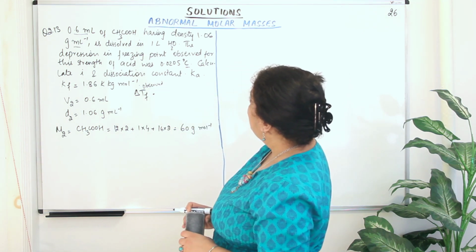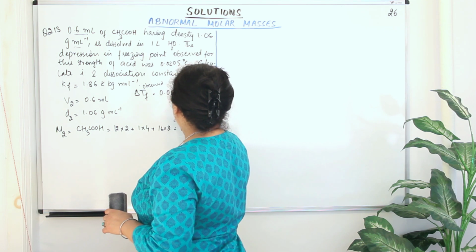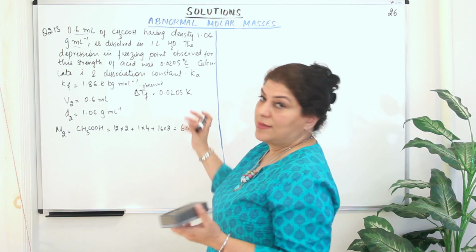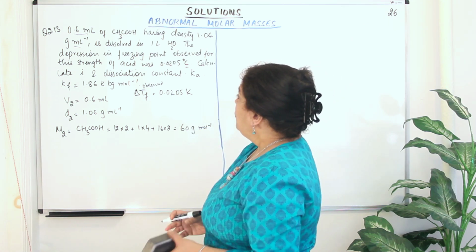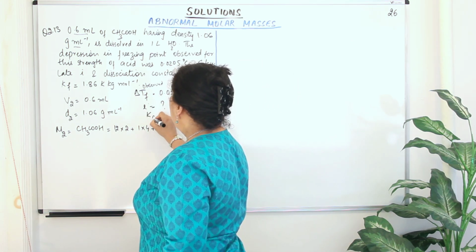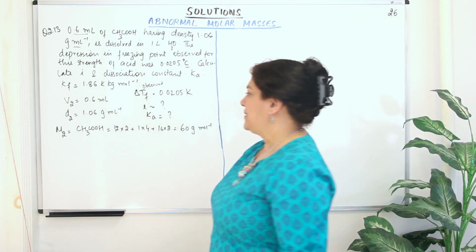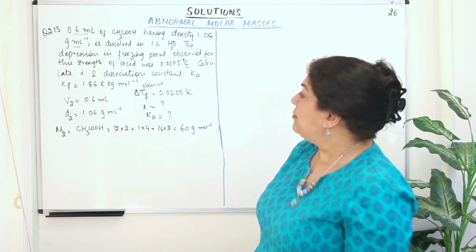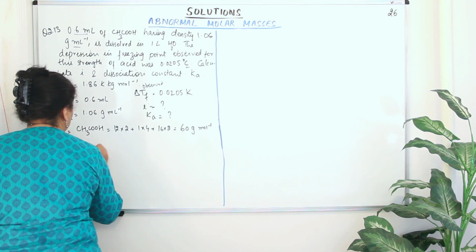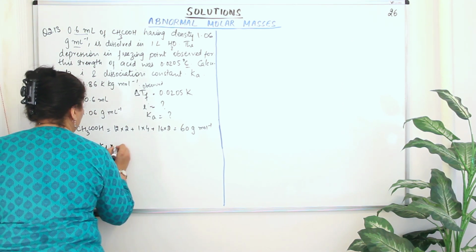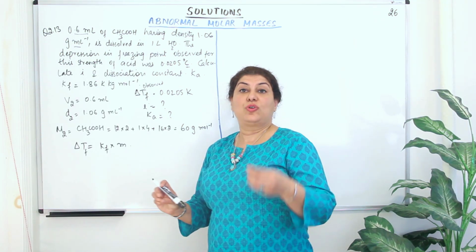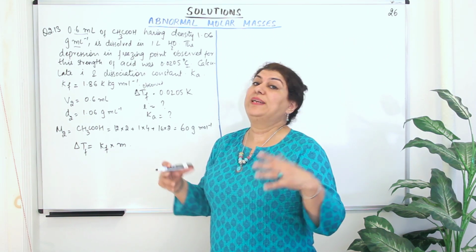And what is the value of delta TF that is given? 0.0205 degrees Celsius can be written as Kelvin. I told you just now that the value of 1 degree is the same. You have to calculate i, and you have to calculate Ka. These are the two things that are to be calculated. In order to know the number of moles, now what is delta TF? Delta TF is equal to Kf into m. Now how do you calculate molality? Molality is the number of moles of the solute upon the mass of the solvent in kgs.